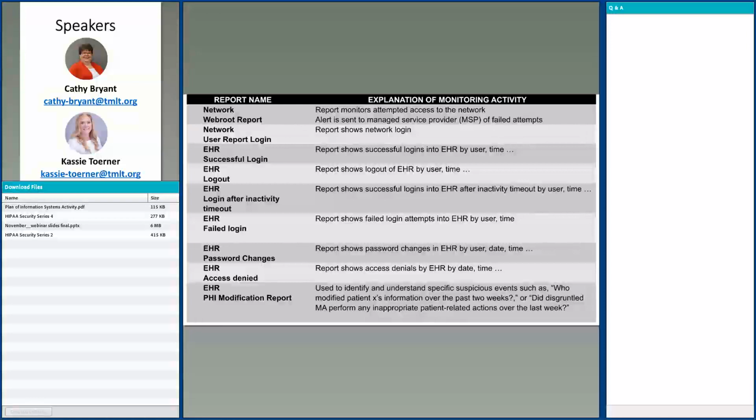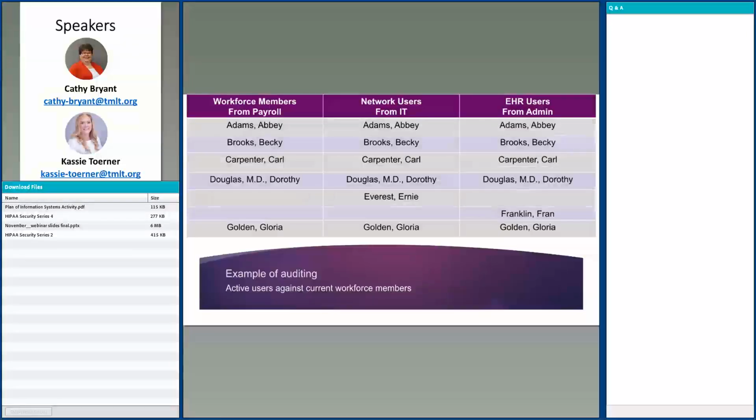Things like your EHR successful logins, login log out activity, failed logins. You know, a failed login doesn't mean someone's trying to hack your system. It may mean that someone just forgot their password. But each EHR is going to be different in what you can audit. And so if you don't know what your system's capabilities are, get with the vendor. They can certainly help you find the reports you need.